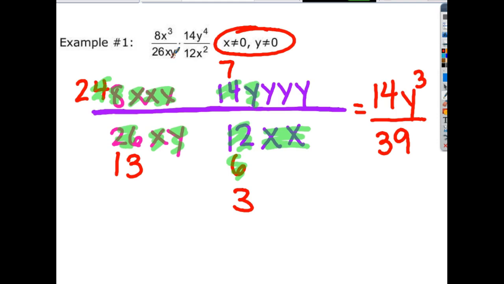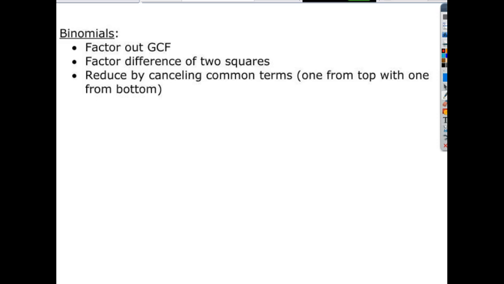So this is pretty much the same thing that we were doing on the simplifying. We even did some problems like this when we were doing the exponent paper. So expand everything out and cancel as much as you can. When you have a binomial, you're going to factor first. Factor first. When you have a binomial, you look for a GCF.